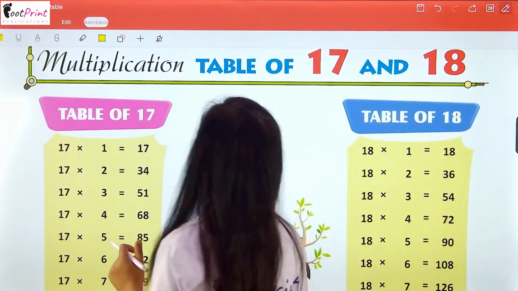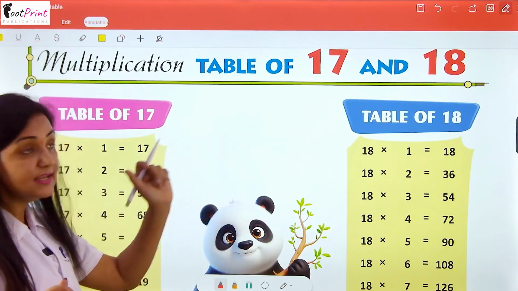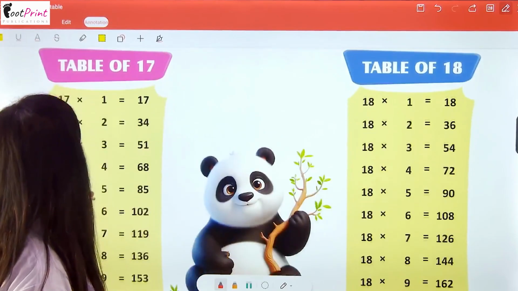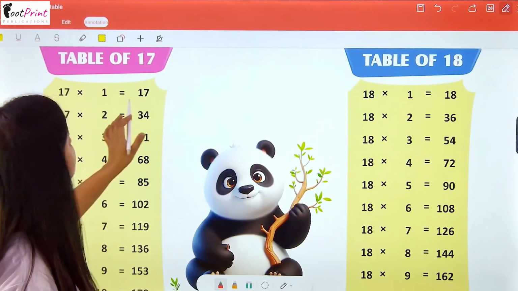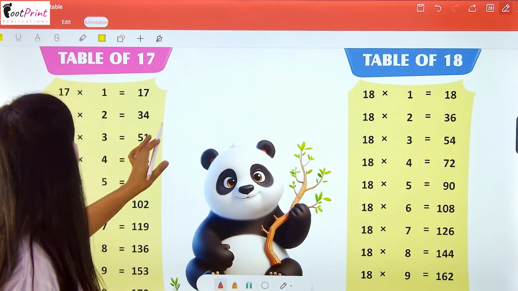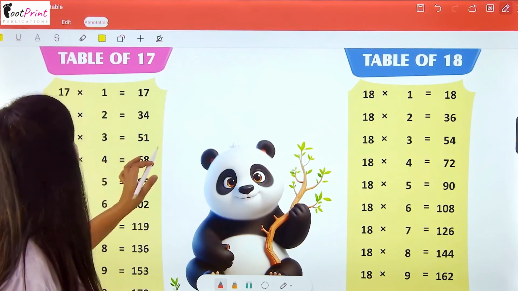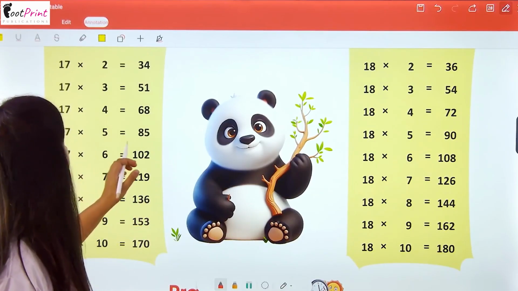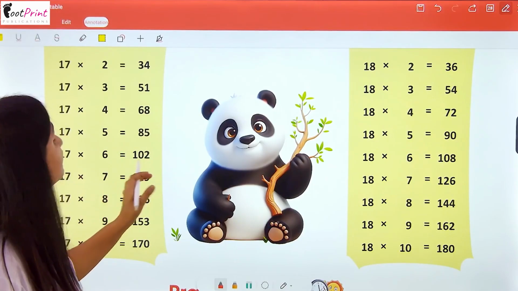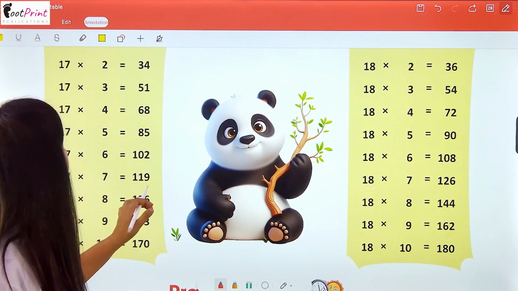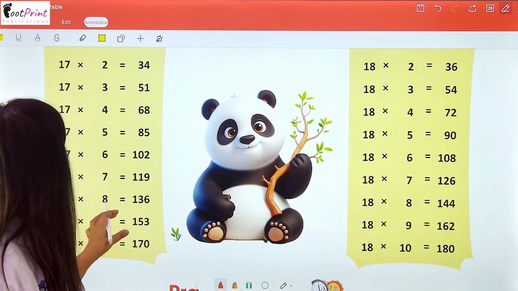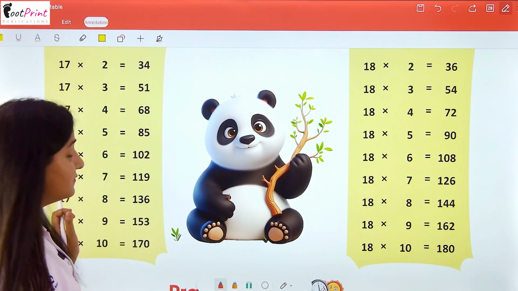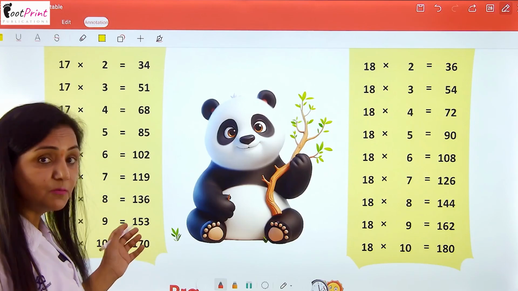Now we are moving towards your table 17 and 18. Multiplication table of 17 and 18. So get ready with me to learn the same. 17 ones are 17. 17 twos are 34. 17 threes are 51. 17 fours are 68. 17 fives are 85. 17 sixes are 112. 17 sevens are 119. 17 eights are 136. 17 nines are 153. 17 tens are 170.